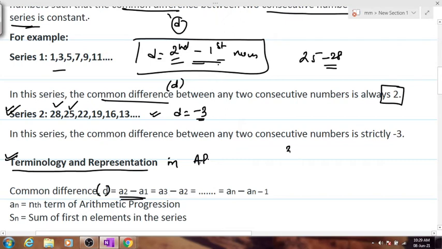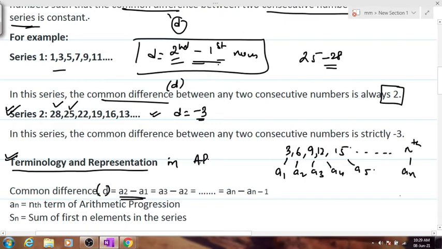Supposing I write 3, 6, 9, 12, 15. Clear? Our a1 will be here, the first term, a2 is the second, a3 is the third, a4 is the fourth, a5 is the fifth term. Clear, everyone? Yes or no? And similarly, if we have the nth term, the last term, this will be termed as an. Clear? an is equal to the nth term of AP.